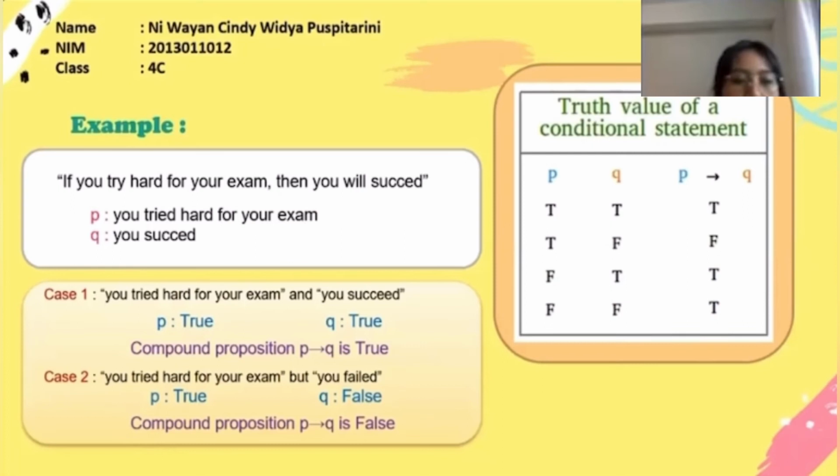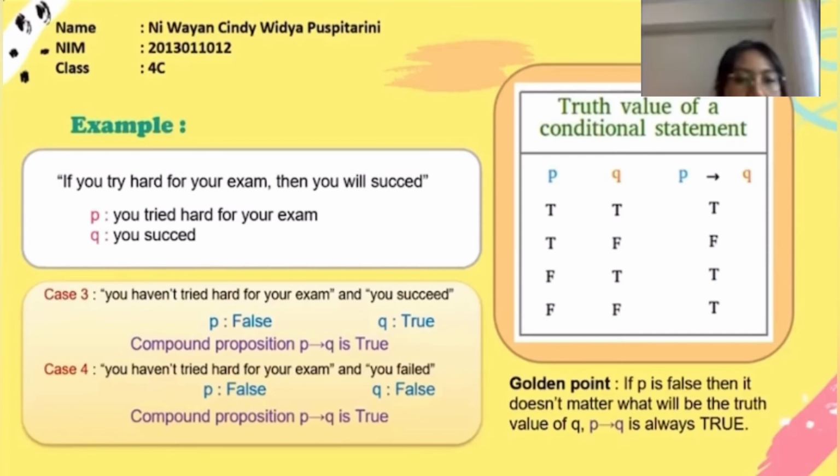Case number 2. You tried hard for your exam, but you failed. In this statement, P is true, but Q is false. In the table, when P is true, Q is false, P implies Q would be false. Next.